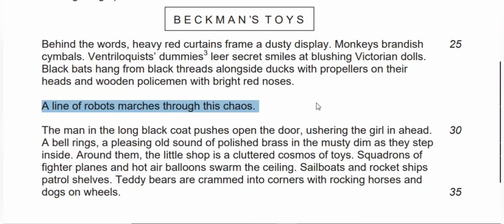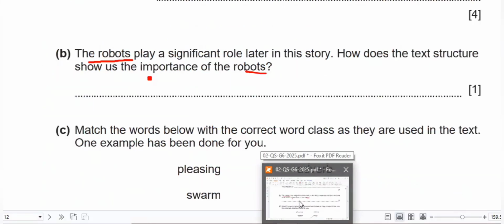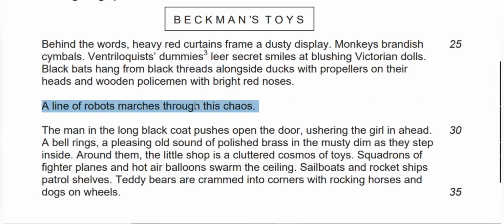So the reference to robots is given in a separate paragraph, in a one line paragraph, which means it's unlike the other toys. They are different. So here is the answer. The answer to question 7B is this line because it's written separately, in a one line paragraph. We call it that, a one line paragraph.